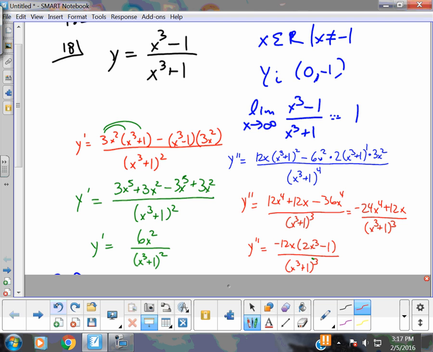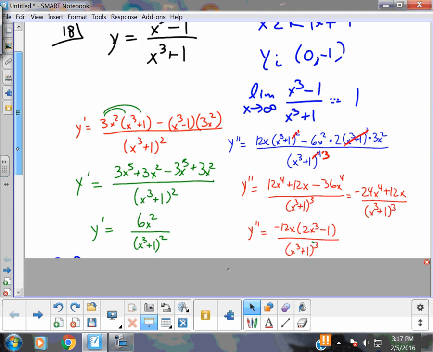I'm going to cancel out this one, that one, and one of these to the 3. And then I can distribute the 12x to the x cubed plus 1, and I get this right here. And that simplifies to here, and that simplifies to here. It is algebra. It's high-level algebra, but it's algebra. And now I can make a big jump.